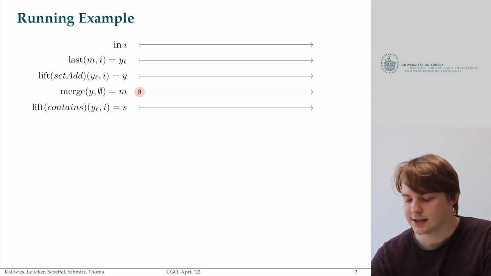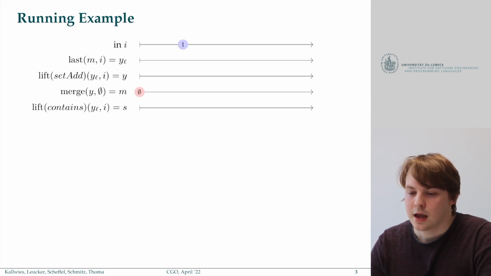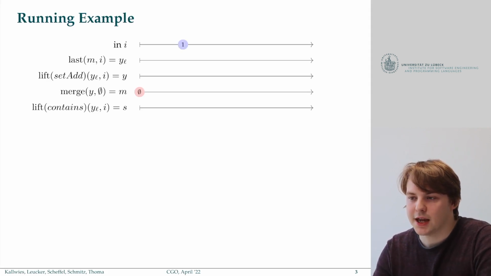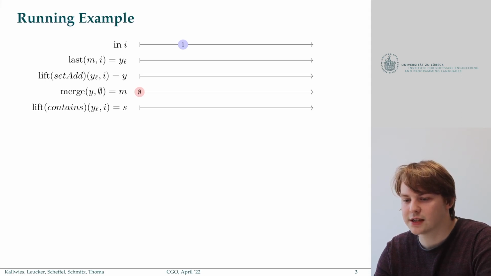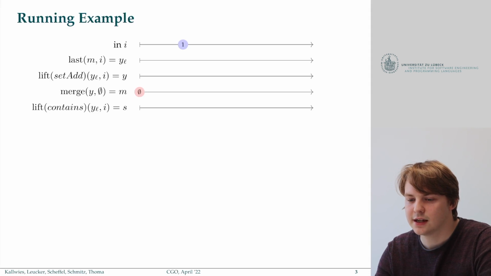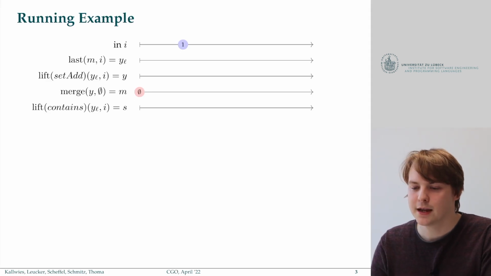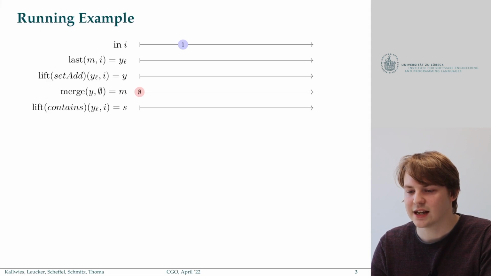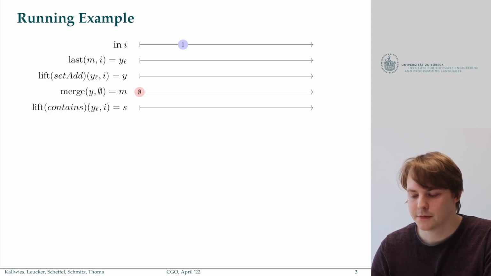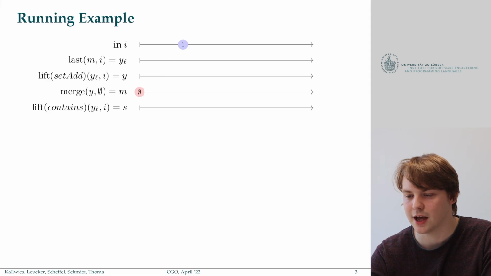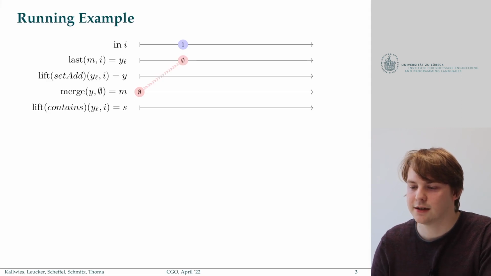Now let's see what happens if an event on input stream I arrives. We now have to evaluate the remaining streams in the correct order. That means we first have to evaluate the streams that are then used in the other stream definitions. We start with stream YL. It is defined as last of M, I. This means always when an event on stream I arrives, we take the last value from the stream M. So in this case, we have an event on stream I, so we reproduce the event with the empty set on stream YL.